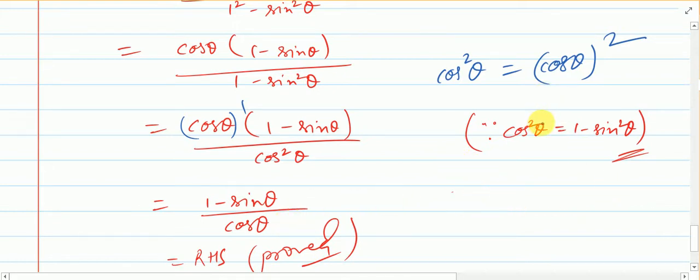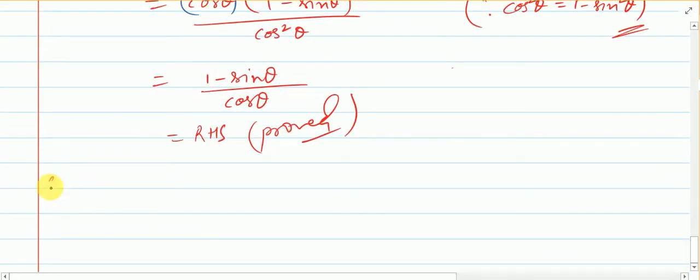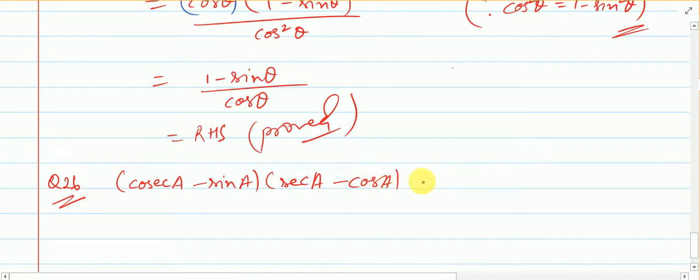So this was your question number 25. Now let us see question number 26. Question 26 is cosec A minus sin A, sec A minus cos A, tan A plus cot A is equal to 1.